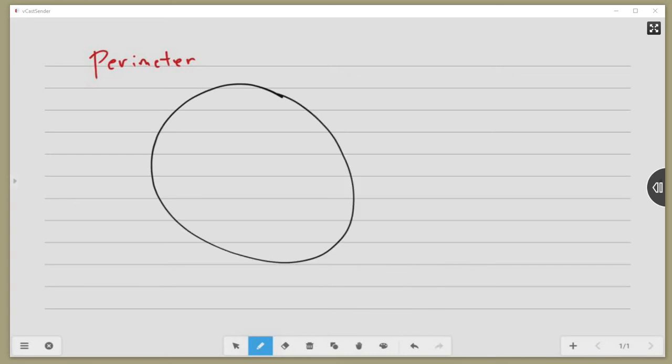Now, supposing you need to put a fence around some kind of circular thing. I want you to disconnect it exactly as we did, and straighten it out. Okay? And this is the distance I want to know. We're going to call it perimeter. And the perimeter for a circle, they call it circumference.